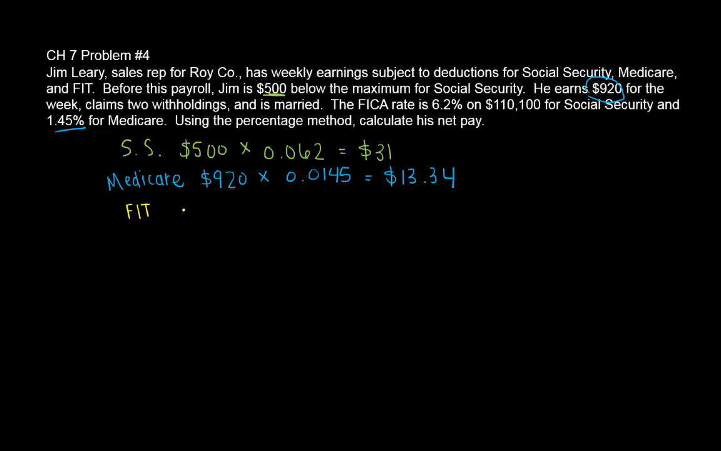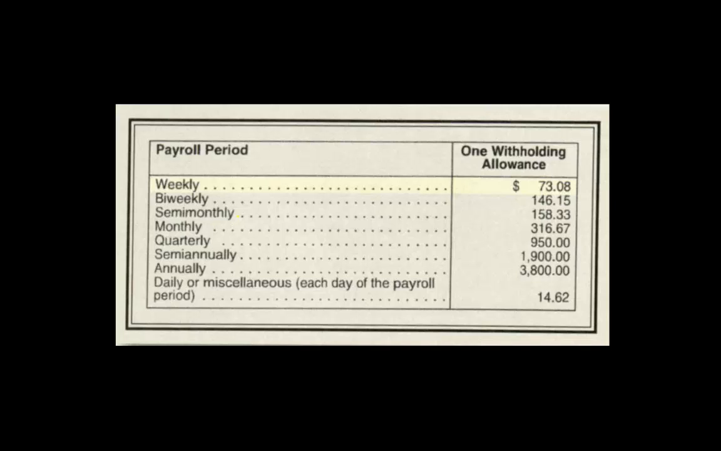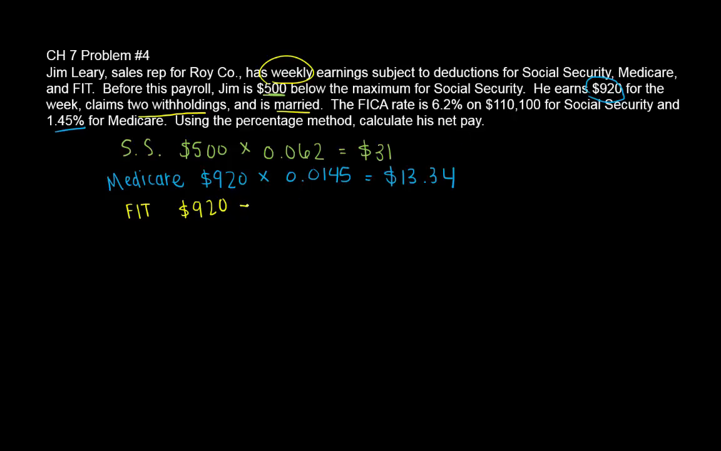Now next, let's look at FIT, federal income tax. Key things to note are that he earns weekly earnings, that he is married, and he's claiming 2 withholdings. So first, we're going to take the 920, and we're going to go to the withholdings worksheet. Note that we're in the weekly row, and that he's claiming 2 withholding allowances. So what that means is we're going to take the 73.08 times 2, and that comes out to be $146.16. So we're going to take 920 minus the withholdings of $146.16, and that gives us $773.84.